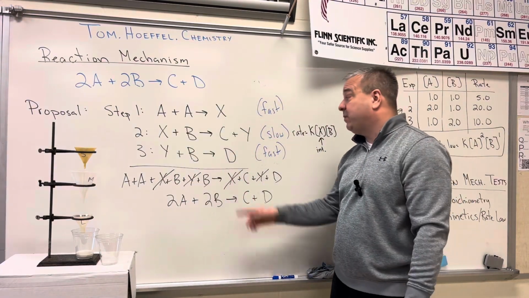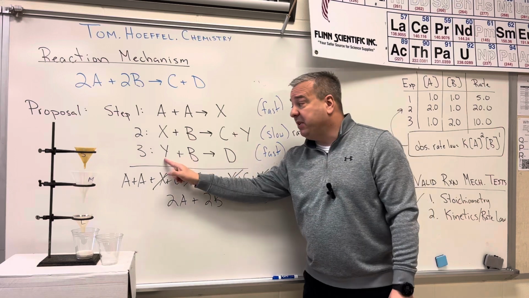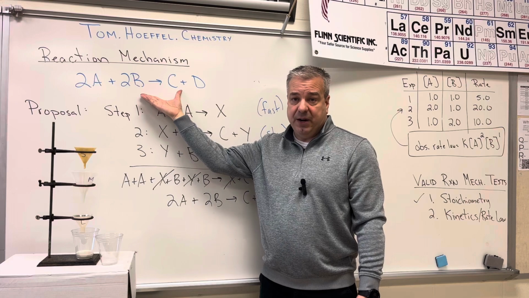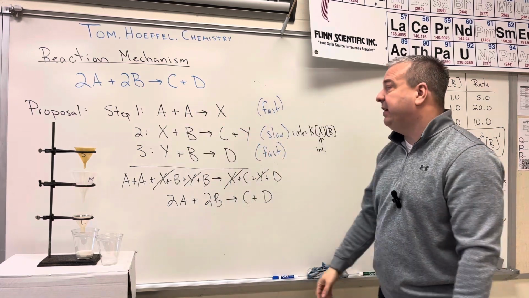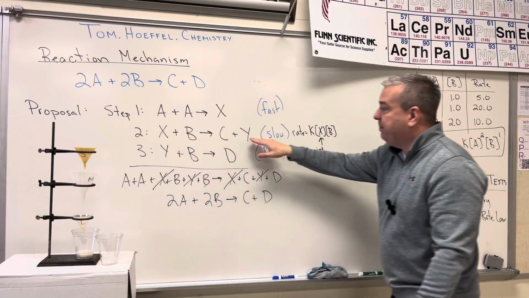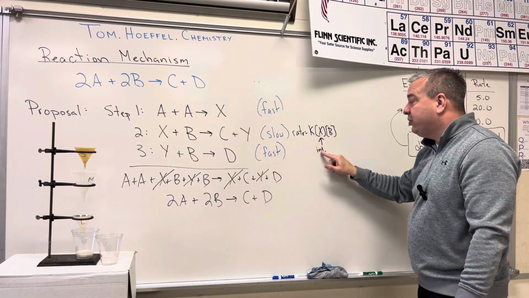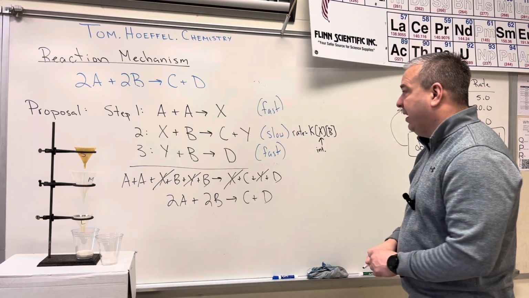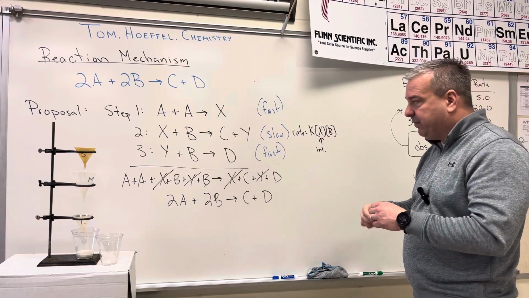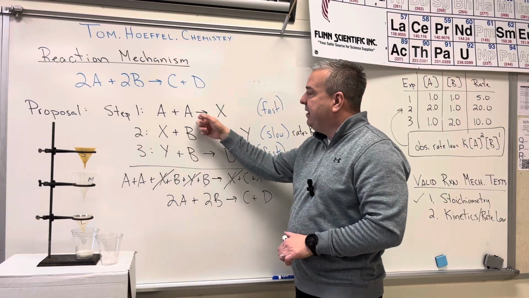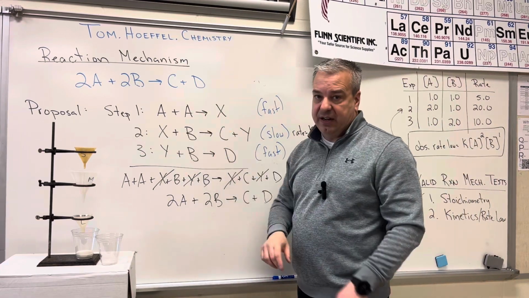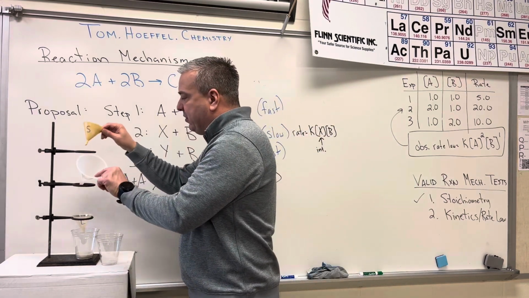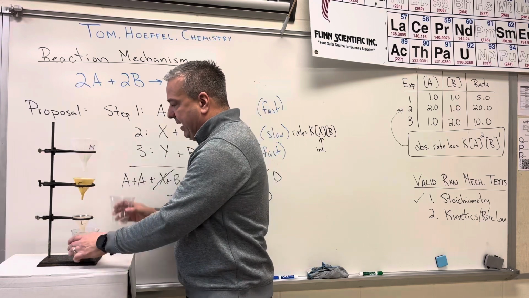Y is an intermediate as well. Y is produced in step 2, but consumed in step 3, and it never shows up in the overall balanced chemical equation as well. So X and Y are intermediates. And for slow step being your rate determining step, X is showing up in your rate law, and you can't have intermediates in your rate law. So there's something that we have to do, okay? We have to actually pretend that this first reaction is in equilibrium. And I'm going to come back and show this demonstration one more time with the slow step second to try to explain what's going on.